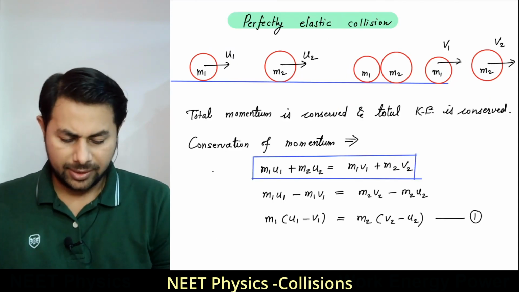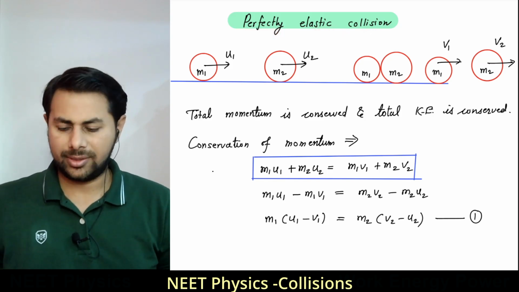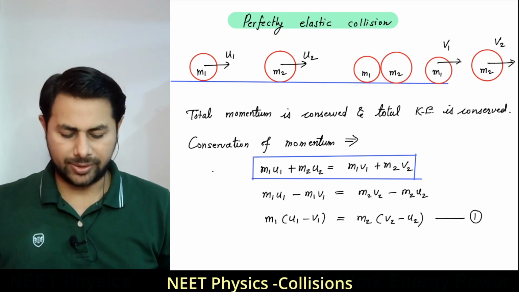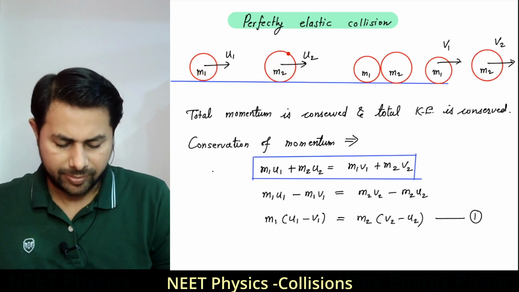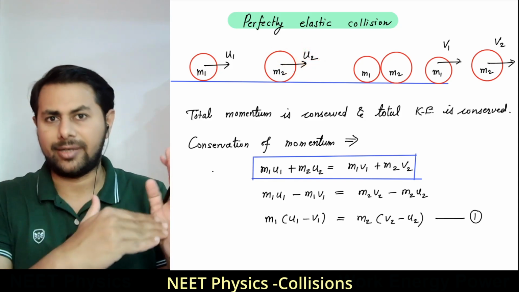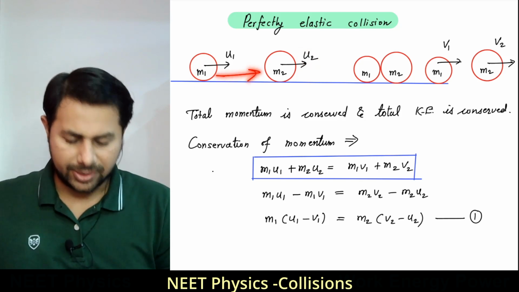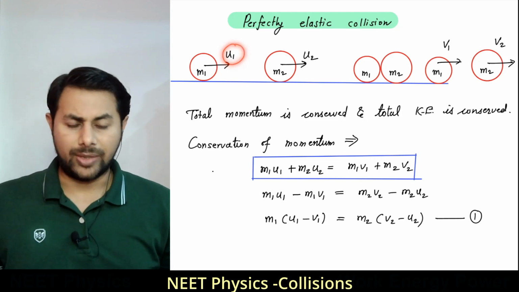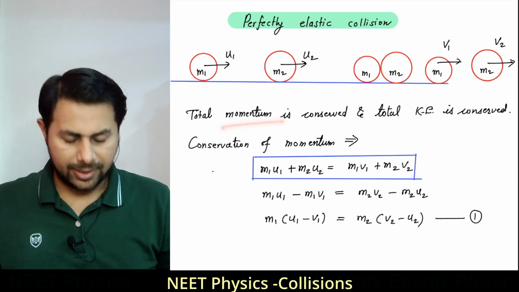After that, let us talk about the perfectly elastic collision. We have two conditions: momentum is conserved, and kinetic energy is also conserved. Suppose these are two bodies, and the mass of the second body is m2, its speed is u2, and they are moving in the same straight line. The first body, having mass m1, follows the second body and hits it with speed u1. Total momentum is conserved and total kinetic energy is also conserved.